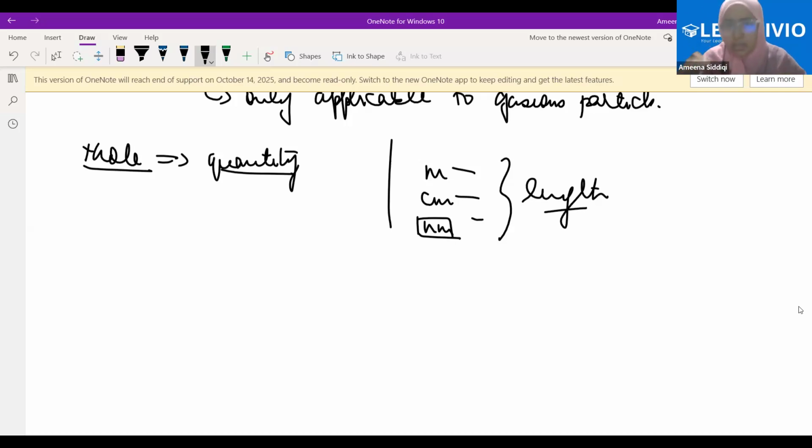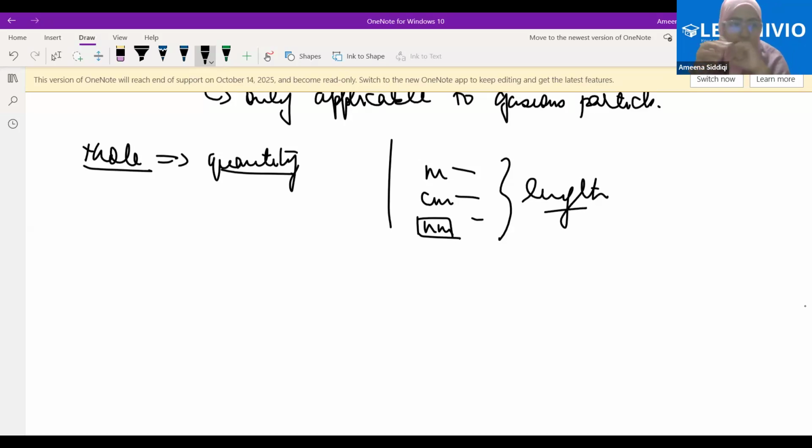I'll give you a basic example here. If I tell you the length of my scale is 15 centimeters, what am I measuring there? I'm measuring the length, which comes out to be 15 centimeters, right? I measured it using the unit that is centimeter. And what did I measure? I measured the length. First point.